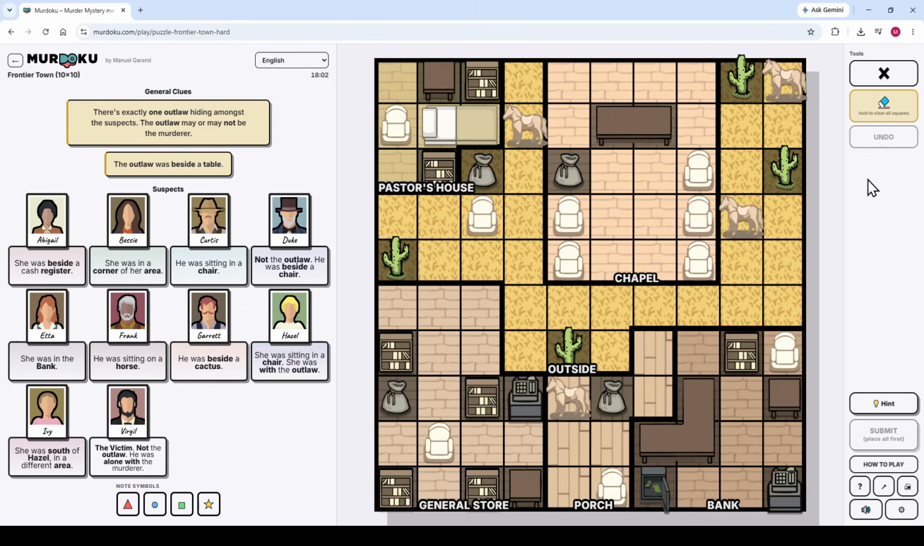So if you've played book 2, you know what this is about. It features the Wild West theme with the Outlaw twist, which is like a mini mystery on top of the main mystery. As always, we're trying to find who killed the victim, who was alone with the victim, and also one of these suspects, not the victim, is the outlaw.